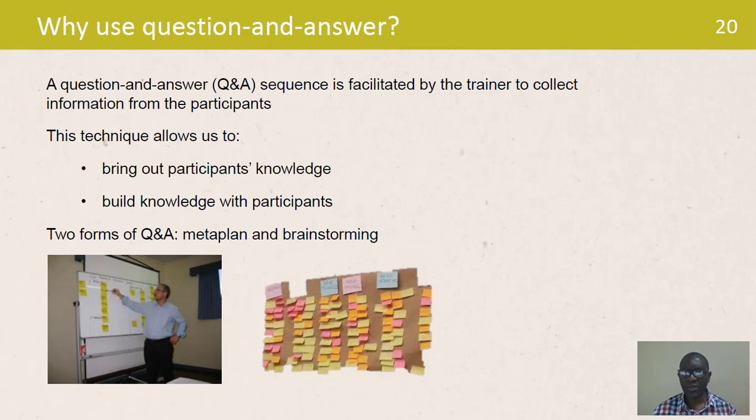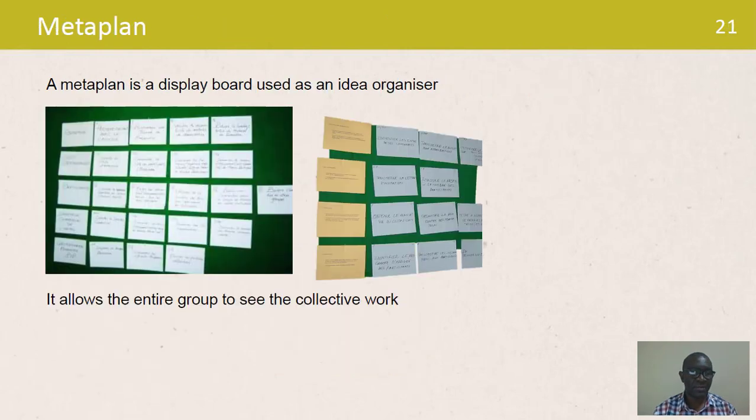A QA sequence can take several forms. We will look at two of them, metaplan and brainstorming. Metaplan. A metaplan is a display board used as an idea organizer. Metaplan is a technique that uses cards or post-it notes of different shapes and colors on which the trainer writes the ideas and information emerging from the participants. These cards are placed on boards or on sheets of paper that are visible during the training session. It allows the entire group to see the collected work.